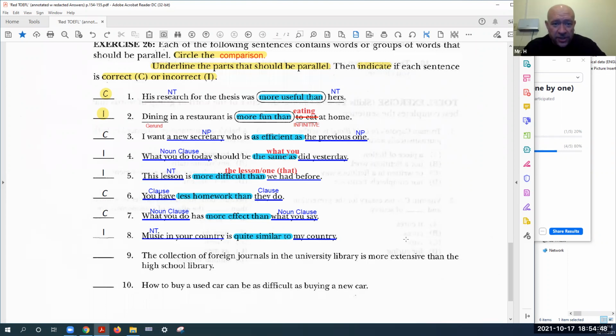Music in your country is quite similar to... To what? The music in my country. Music in your country is quite similar to the music in my country. Or actually the is optional. You could just say music in my country. Okay. All right, number 9.